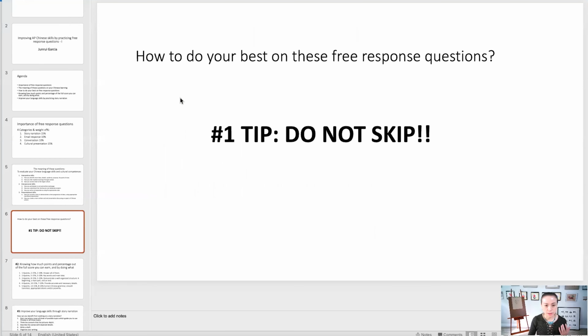And then the tips and strategies. Like I said, I already talked about those in previous lessons, and here I wanted to emphasize this part: how to do your best on these free response questions. Number 1 tip is do not skip anything, because if you skip one question, that is 10% or 15% out of your full score. You never want to skip anything.